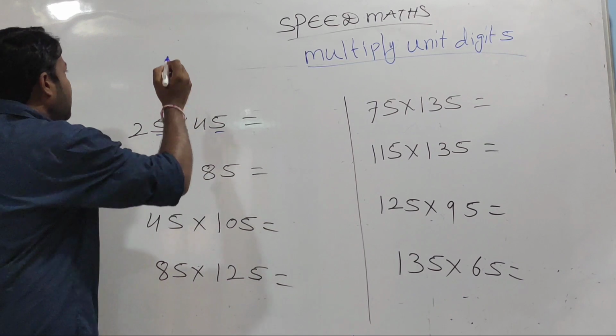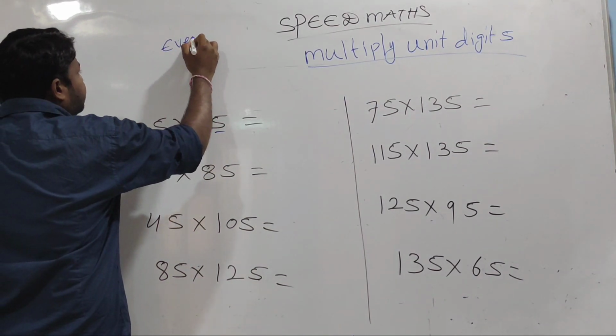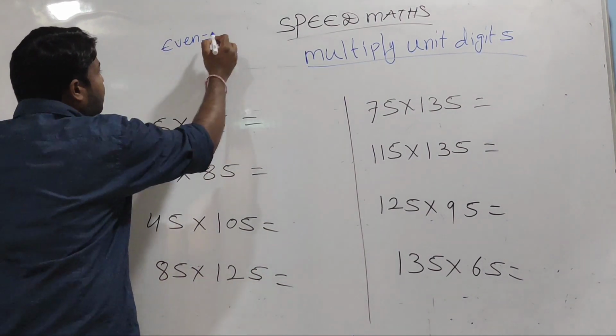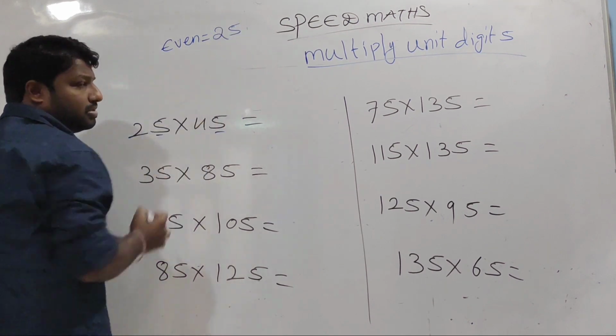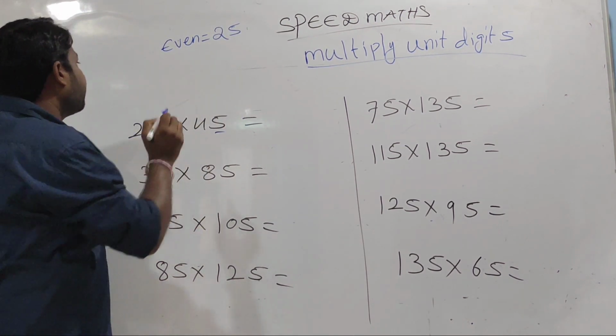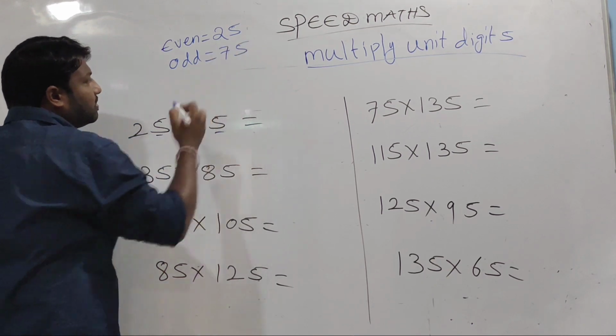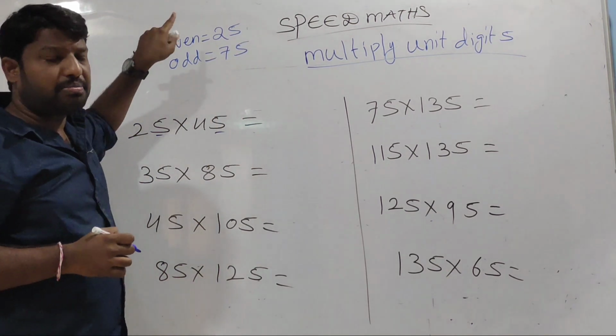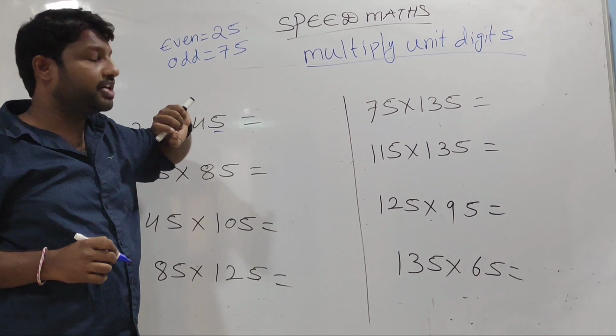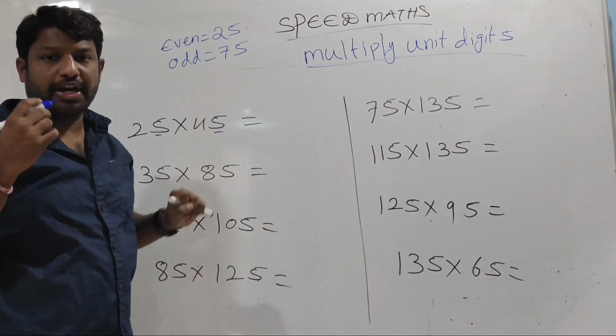How to do this? For this, you have to remember two things. If you get even, you have to write 25. If you get odd, you have to write 75. I'll tell you what this is. If you get even, you have to write 25. If you get odd, you have to write 75.